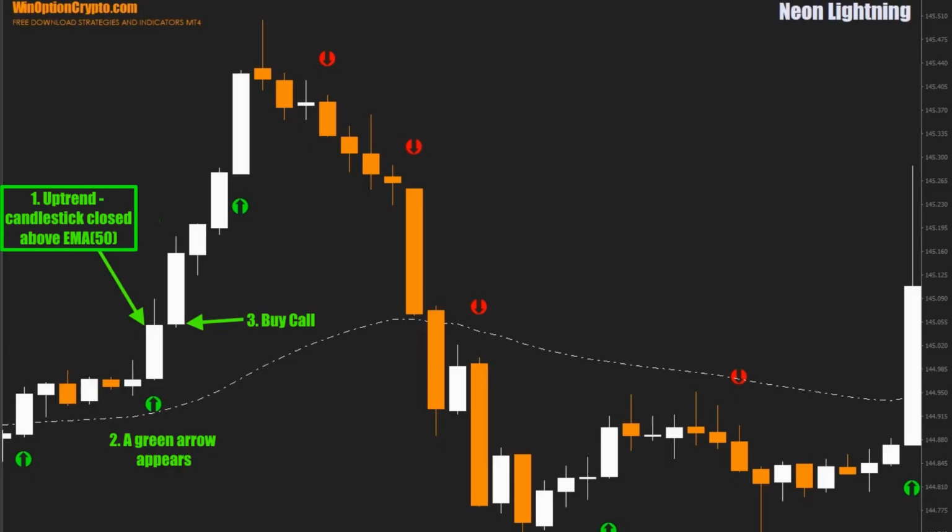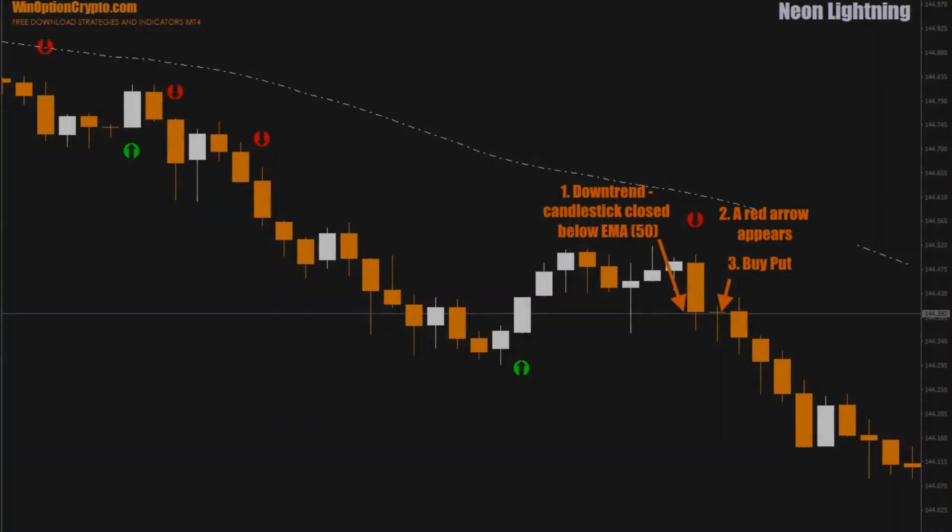So, to open a call option, you need to: first, make sure that the trend is up. The candle closed above EMA 50. Second, a green arrow appeared. And third, at the opening of the next candle, we buy the call option.